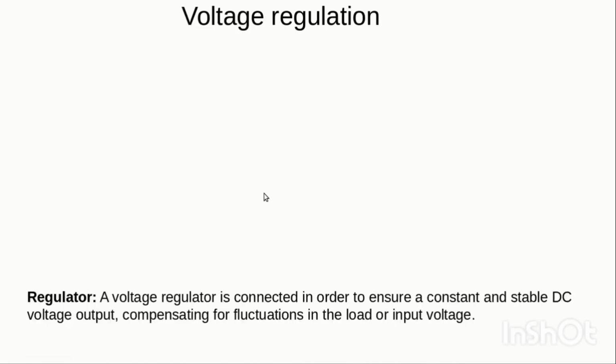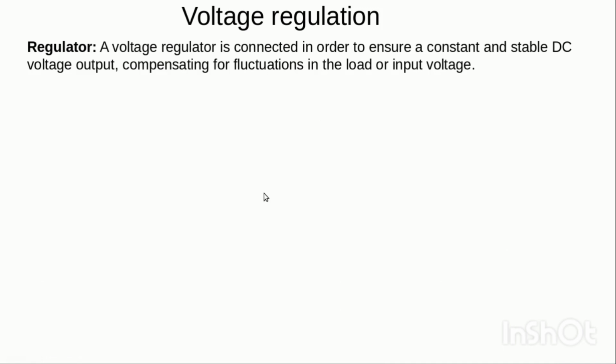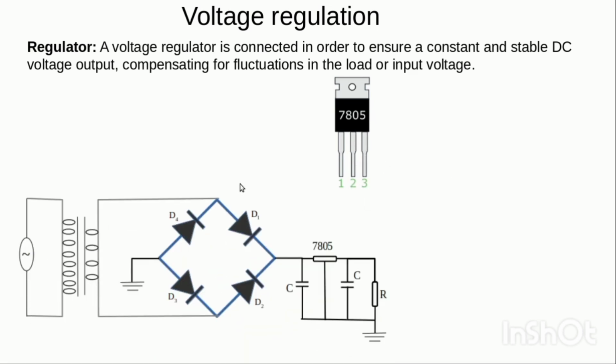So under voltage regulation, it's a device that is connected in order to ensure a constant and stable DC voltage output, compensating for fluctuations in the load or input. So this is a device called a voltage regulator, right? It has 3 pins. One is connected to the input, one is connected to the ground, that's this one, while this one is connected to the output. So let's see how the diagram looks.